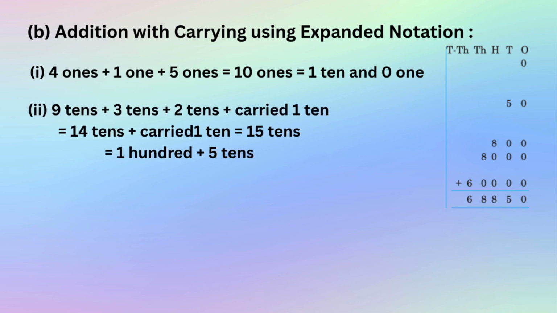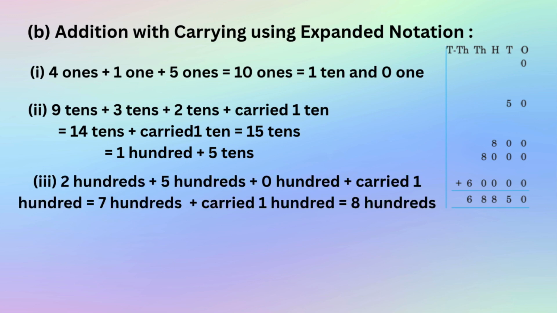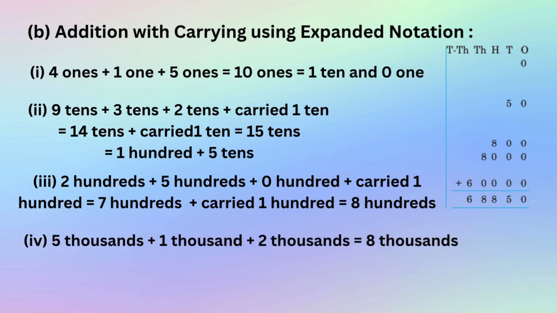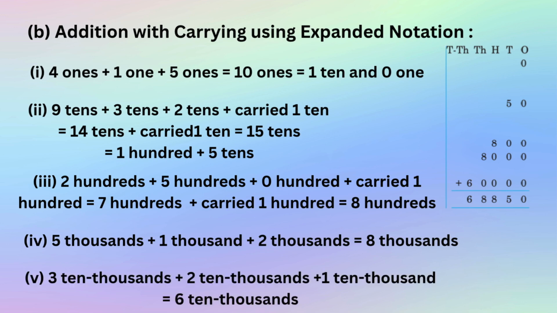2. 9 tens plus 3 tens plus 2 tens plus carried 1 ten equals 14 tens plus carried 1 ten equals 15 tens equals 100 plus 5 tens. 3. 2 hundreds plus 5 hundreds plus 0 plus carried 100 equals 700 plus carried 100 equals 800. 4. 5 thousands plus 1000 plus 2000 equals 8000. 5. 3 ten-thousands plus 2 ten-thousands plus 1 ten-thousand equals 6 ten-thousands.